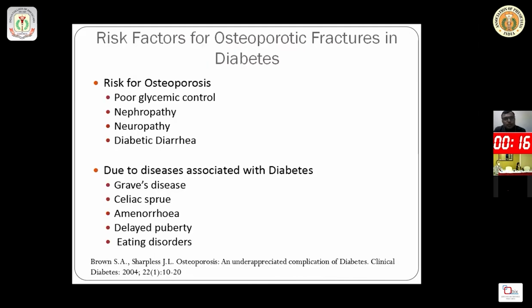Osteoporosis: risk factors include poor glycemic control, nephropathy, neuropathy, or diabetic diarrhea, and the other diseases which might be associated with osteoporosis include Graves, other autoimmune disorders like celiac disease, maybe amenorrhea, delayed puberty, or eating disorders.